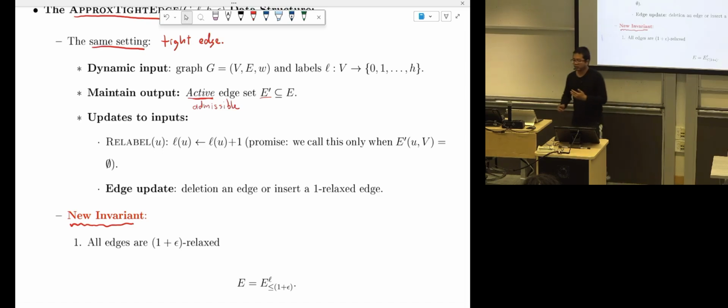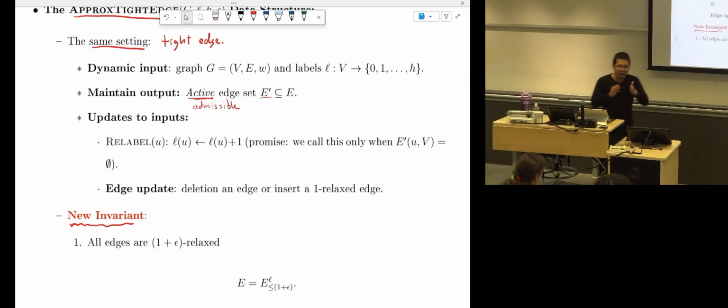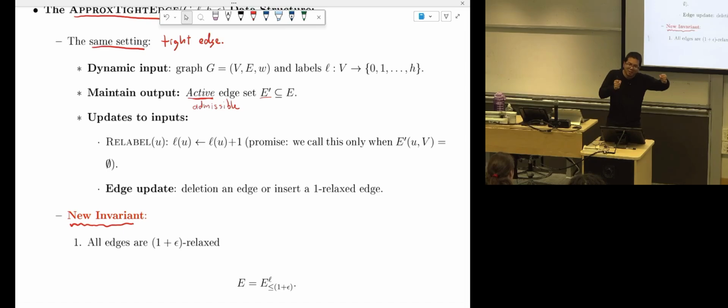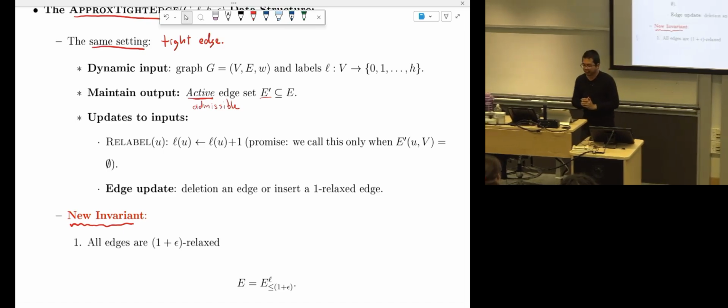So it used to be 1 relaxed. Now we allow it to be a bit stretched, a bit overstretched by 1 plus epsilon. Okay.